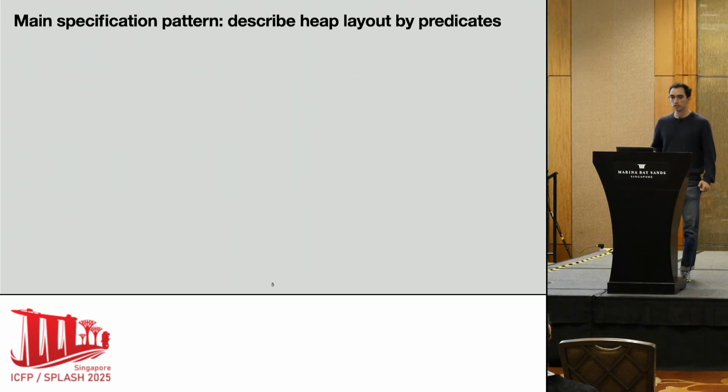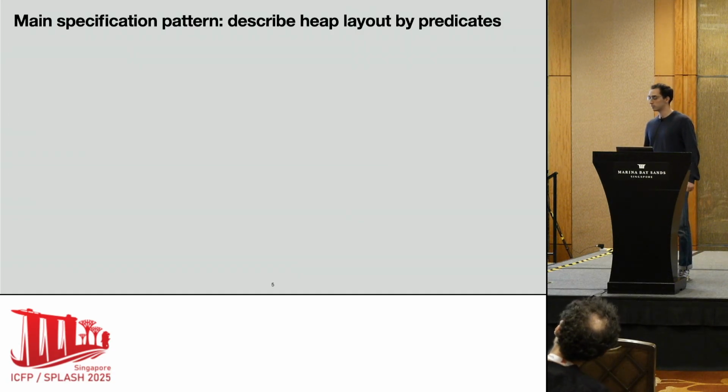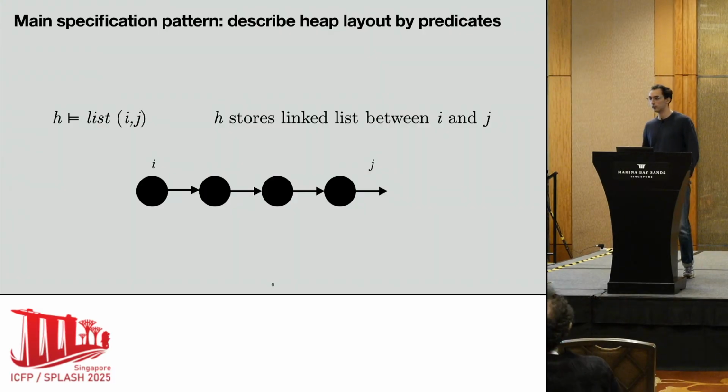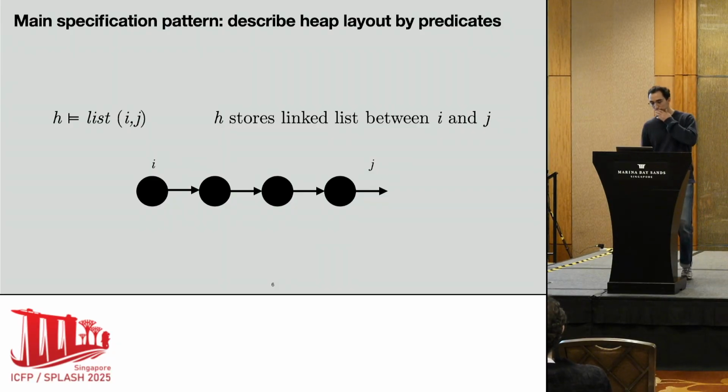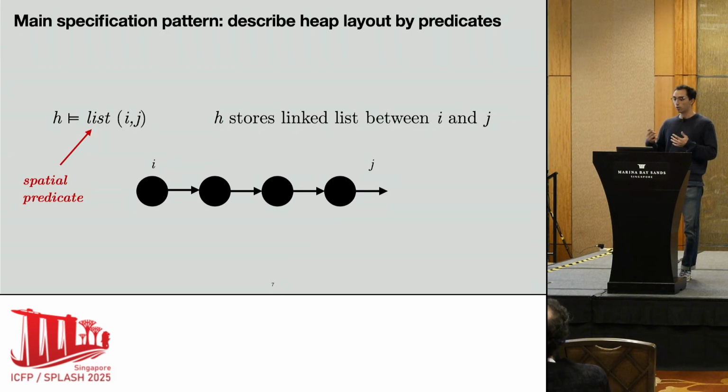The main specification pattern of separation logic involves describing the heap layout by predicates. So for example, we could define a list predicate such that we could specify that the heap H stores a linked list between pointers i and j, for example. We will refer to this kind of predicates that describe the heap and other heap-related concepts as spatial.